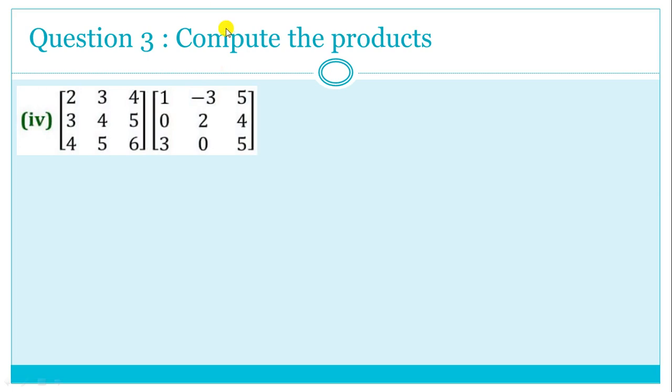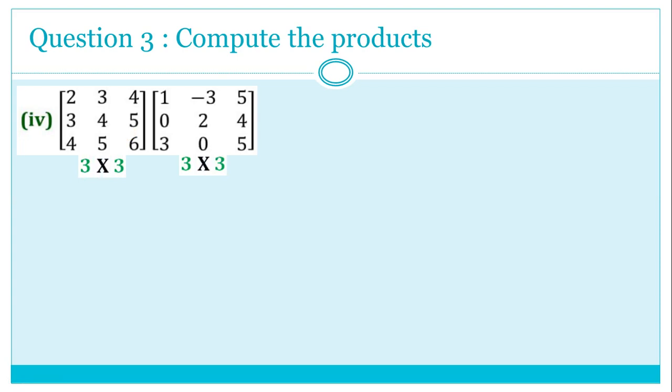Now this is our next question. We have two matrices of order 3 by 3 and we have to multiply them. Just using the last procedure, how do we check whether matrices can be multiplied together or not? We can easily conclude that these two matrices can be multiplied together and the order of the resulting matrix will be 3 by 3.